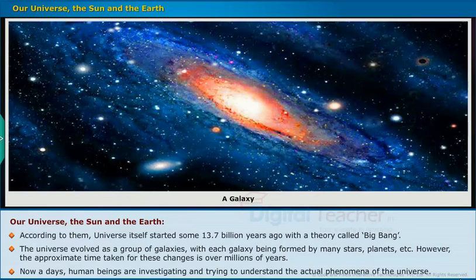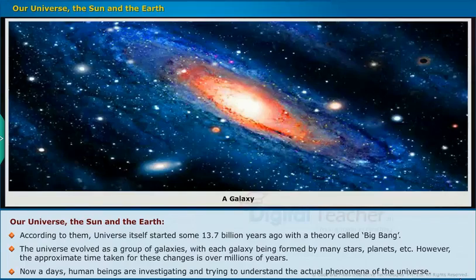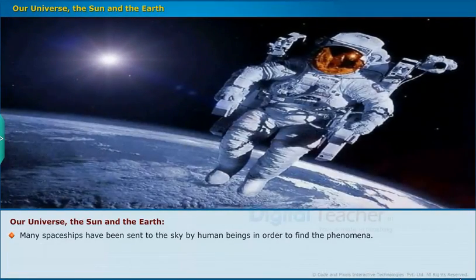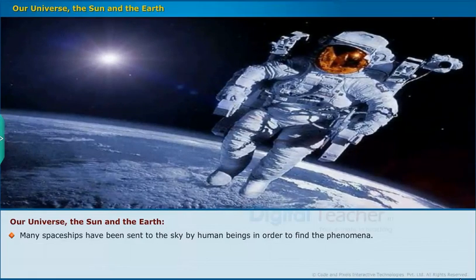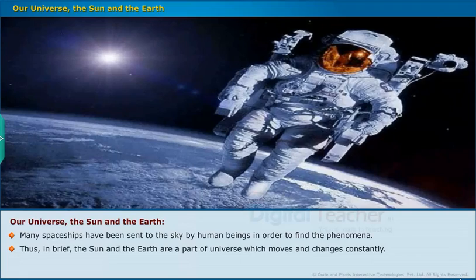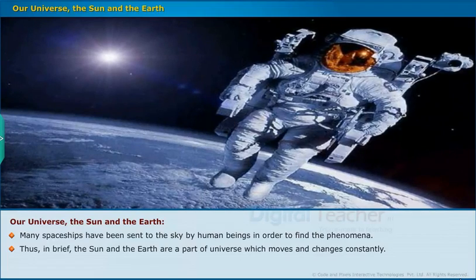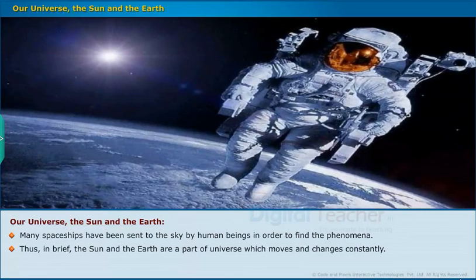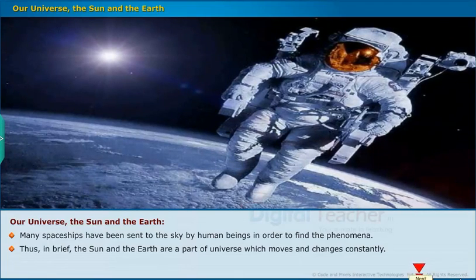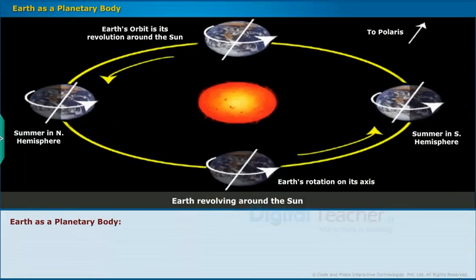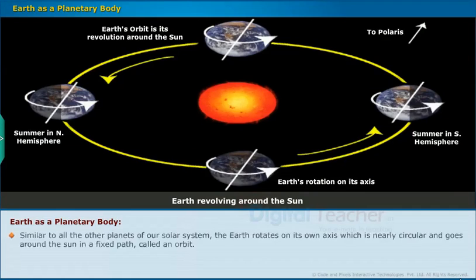Nowadays, human beings are investigating and trying to understand the actual phenomena of the universe. Many spaceships have been sent to the sky by human beings in order to find the phenomena. Thus, in brief, the Sun and the Earth are a part of universe which moves and changes constantly. Now, let us know how Earth acts as a planetary body. Similar to all the other planets of our solar system, the Earth rotates on its own axis, which is nearly circular, and goes around the Sun in a fixed path called an orbit.